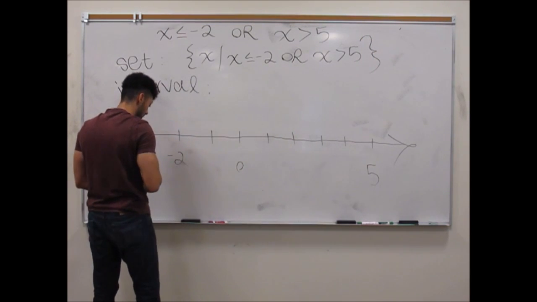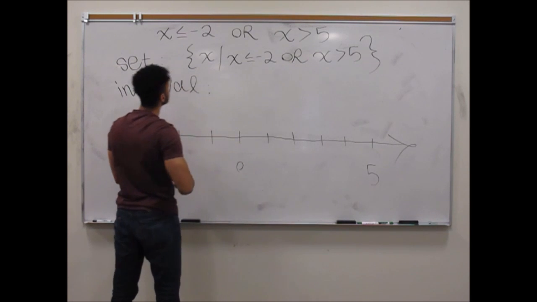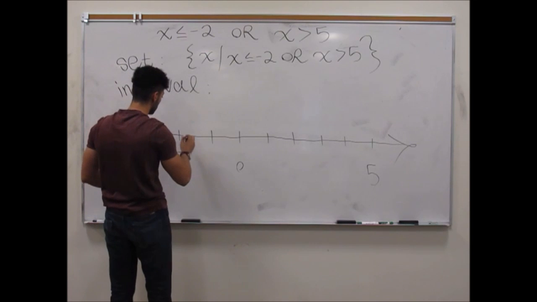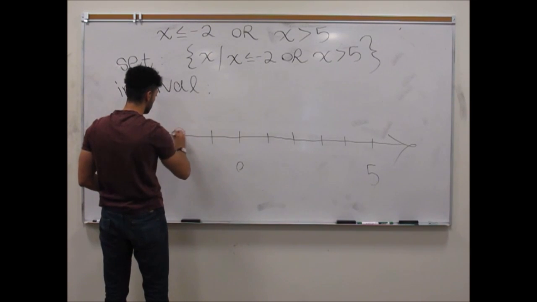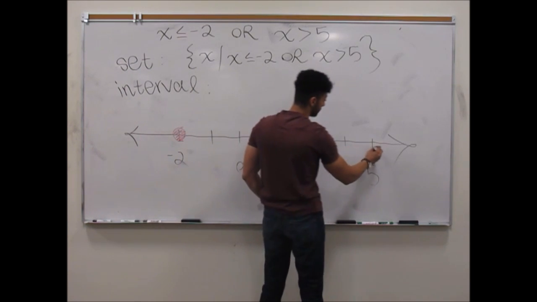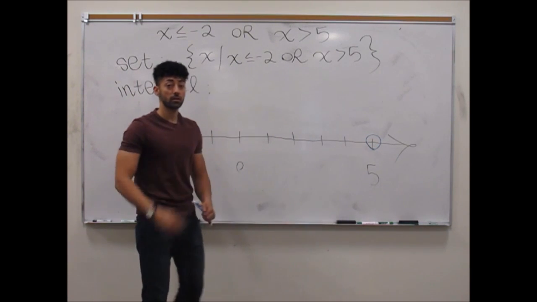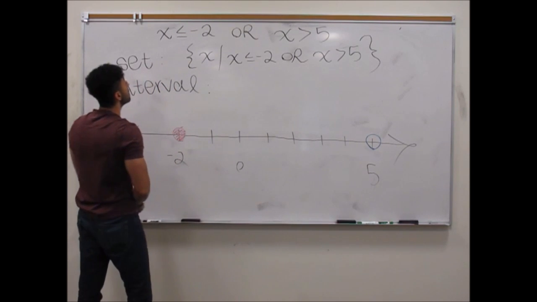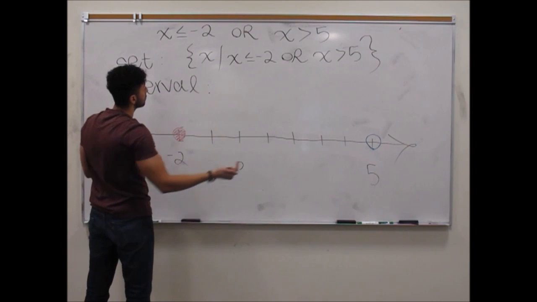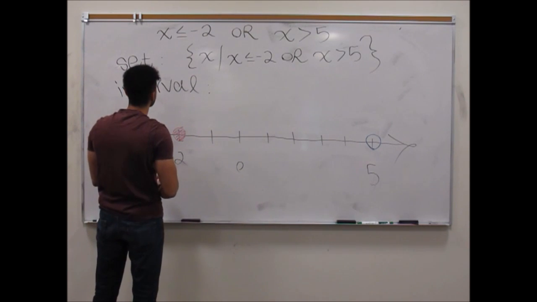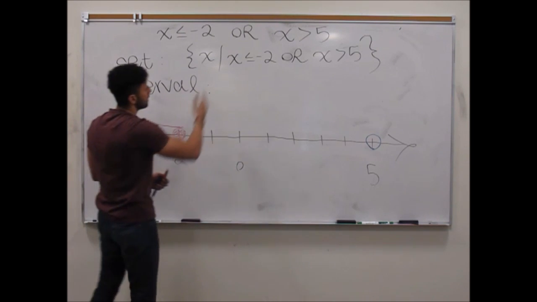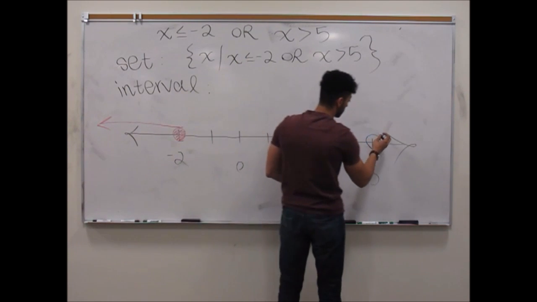Interval notation, let's sketch it first. So negative 2 is included because I have the equal sign there, so at negative 2 we use a filled in circle. 5 is not included, so 5 will be a hollow circle. You could use brackets or parentheses if you'd like. So this is saying x is less than negative 2. When they say less than, we're going off to negative infinity, going to the left. So this guy will go to the left. And x is greater than 5, so that's going to the right.